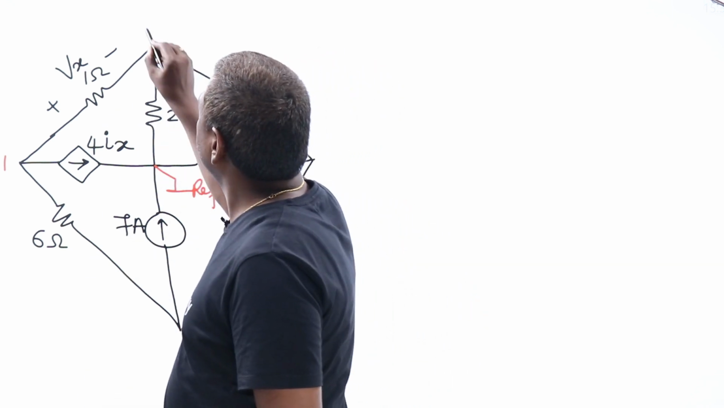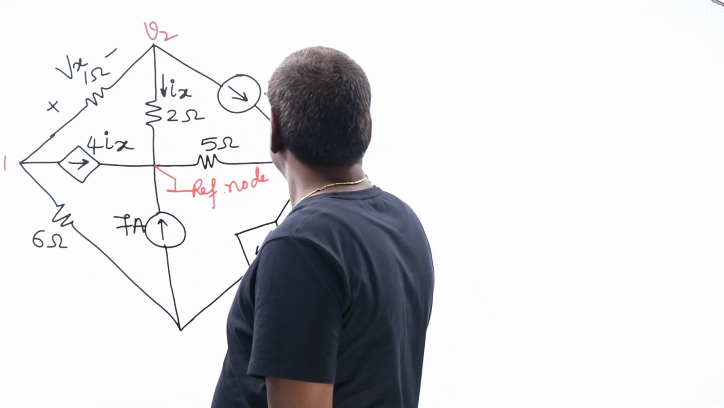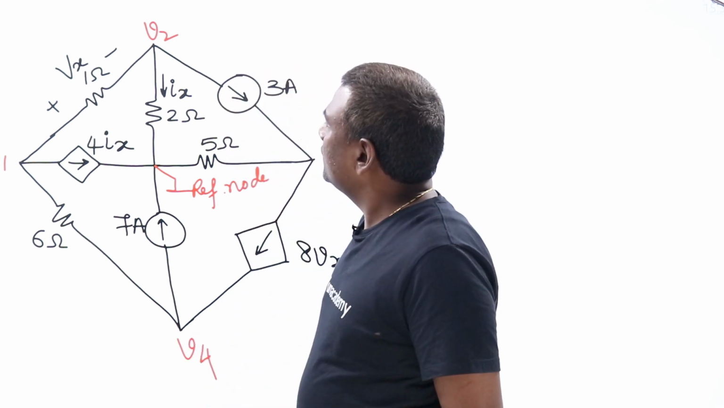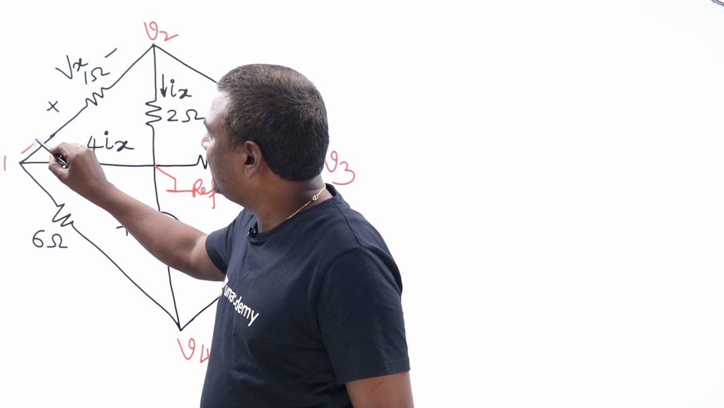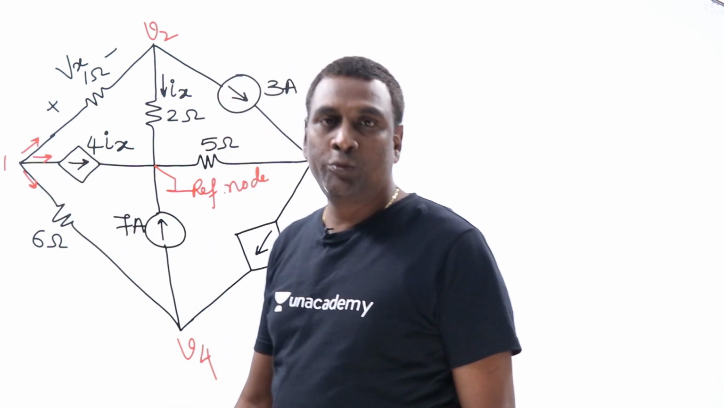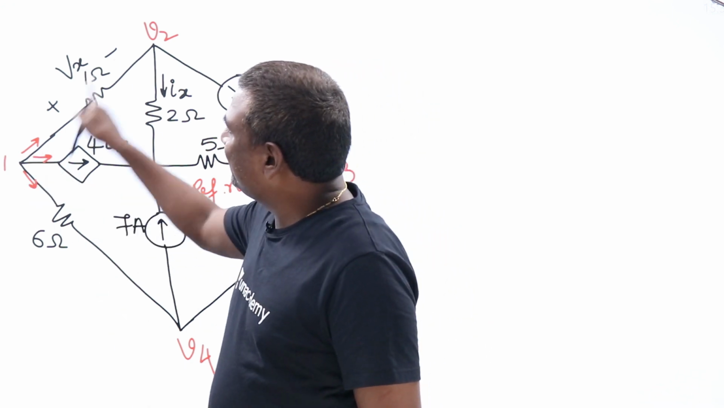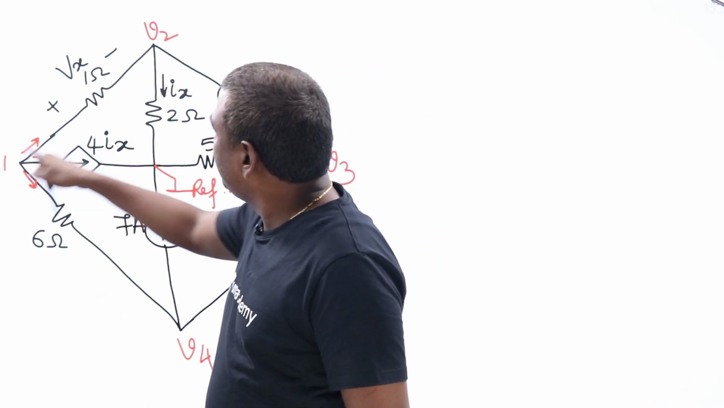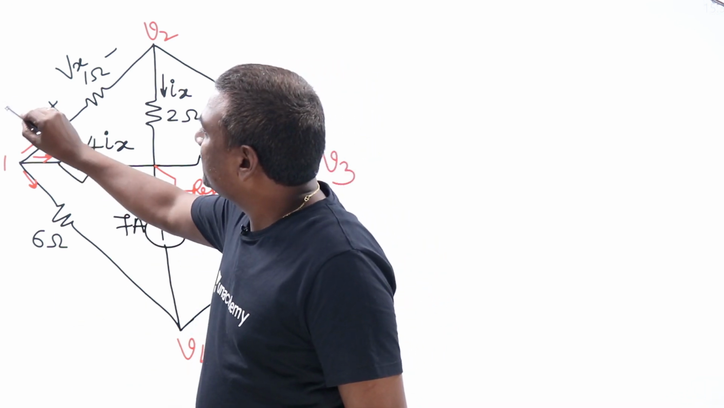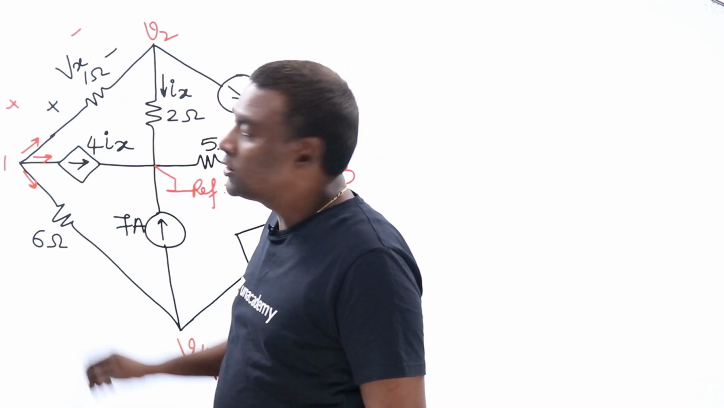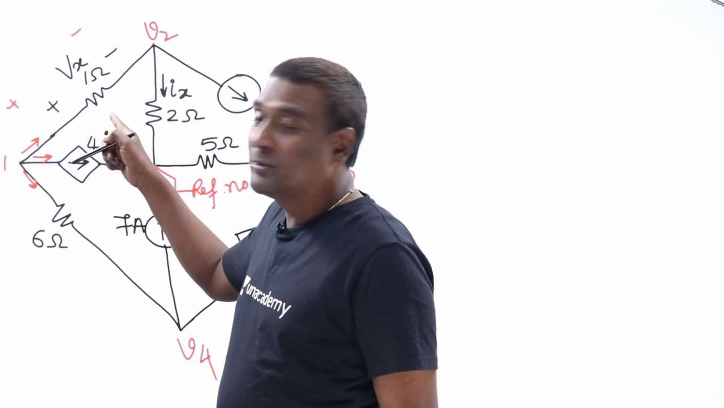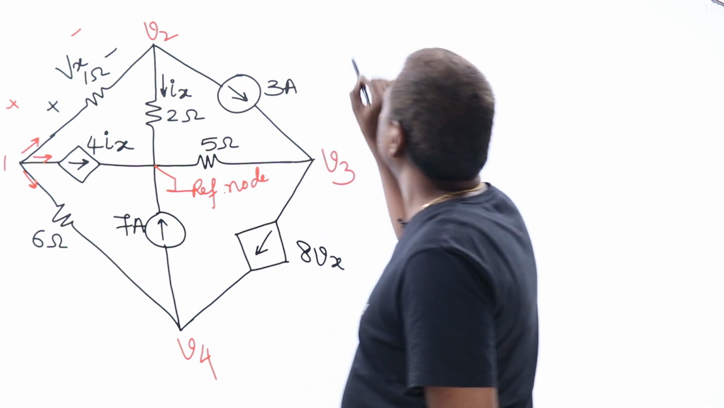Okay. Now V1, V2, V3, V4. Now if I think of V1, current leaving in this direction plus current leaving in this direction plus current leaving in this direction should be 0. Current leaving in this direction is nothing but V1 minus V2 by 1. This is a 1 ohm resistance, so V1 minus V2 divided by 1 is going to be the current leaving.